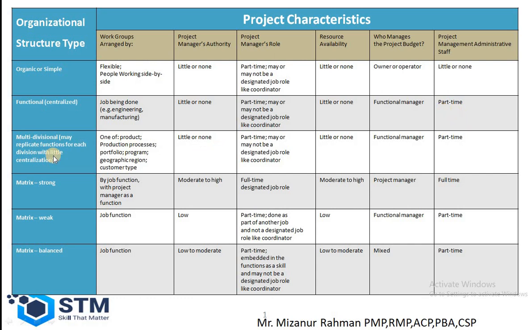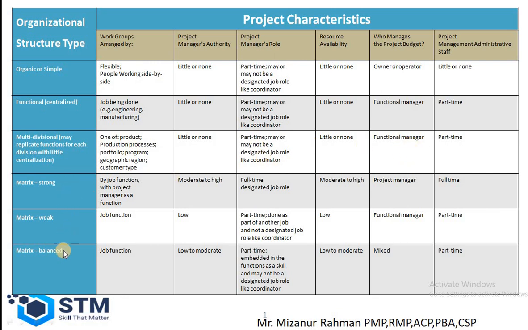If the organization is multi-divisional, then how do they work? They work by product, production process, portfolio, program, geographic region, or customer type. Here the project manager authority is little or none. The project manager role is part-time and also designated as a coordinator. The resource availability is little or none, and the functional manager is going to manage the project budget. Here also the project management administrative staff is part-time.